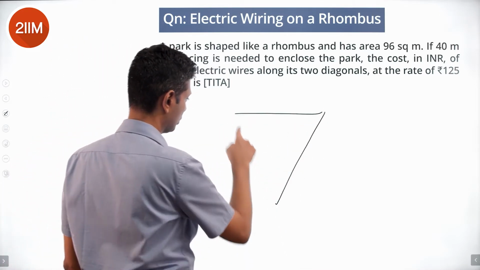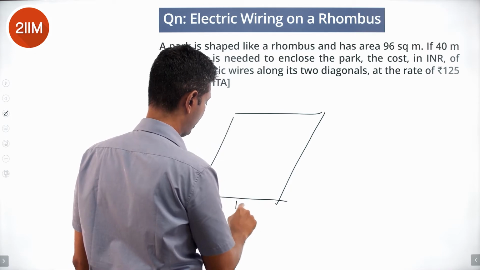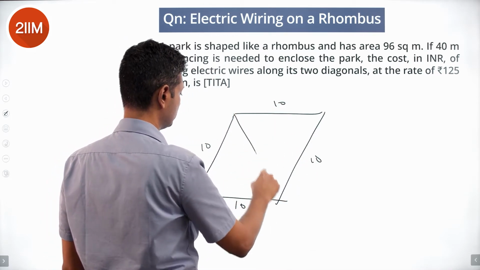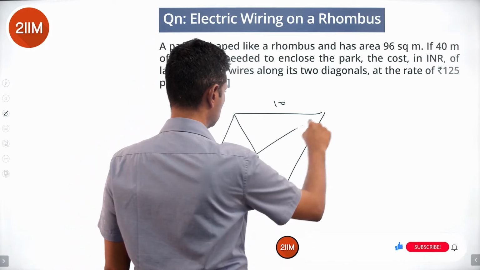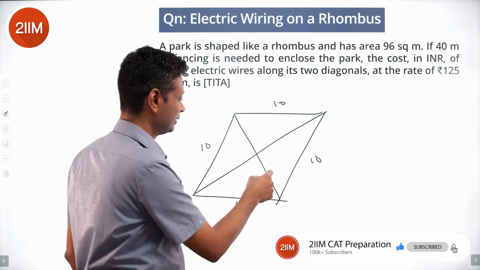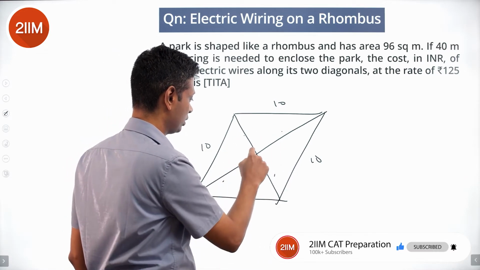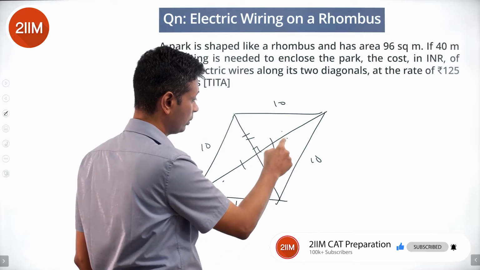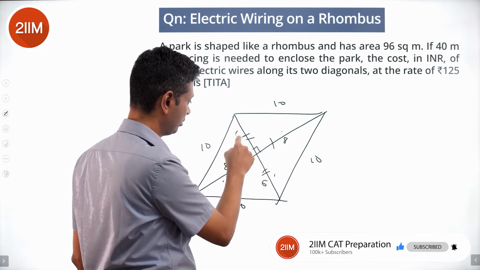Let's do this. This is a rhombus of side 10. The moment I see 10, I'm tempted to think about 6, 8, 10, because in a rhombus the diagonals are perpendicular bisectors of each other. If this were 6, this were 8, this would be 8, this would be 6.